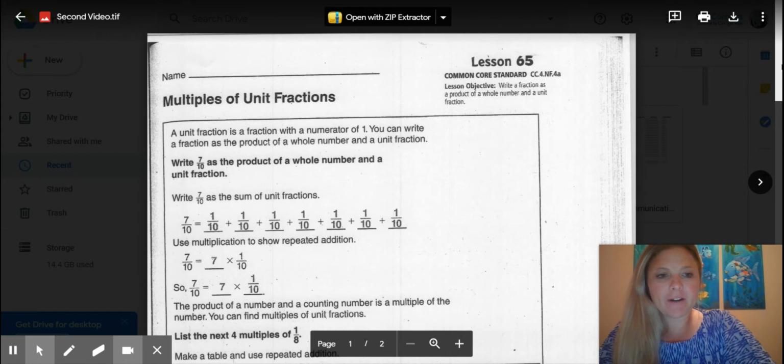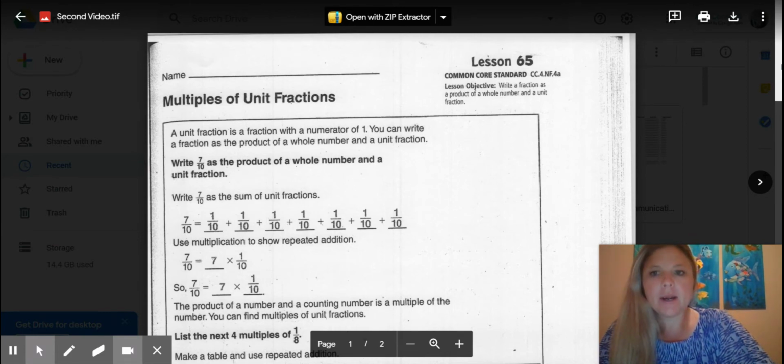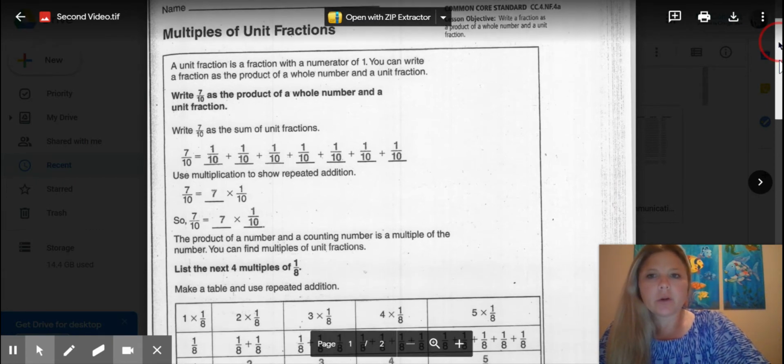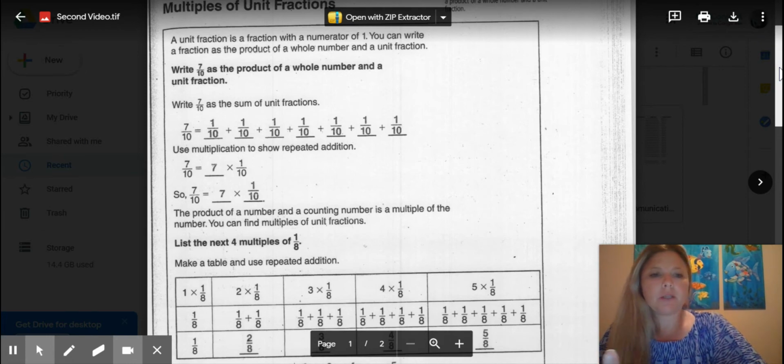Again, we're still talking about fractions, but we're really diving deep as far as really understanding what a fraction is and how it is a product of a whole number. So the first one is going to be talking about multiples. And I love this worksheet because it is putting it in a perspective of what really is a fraction. Remember, a fraction is part of something.